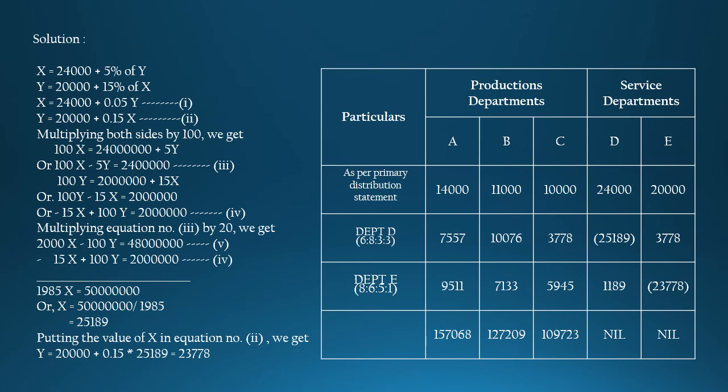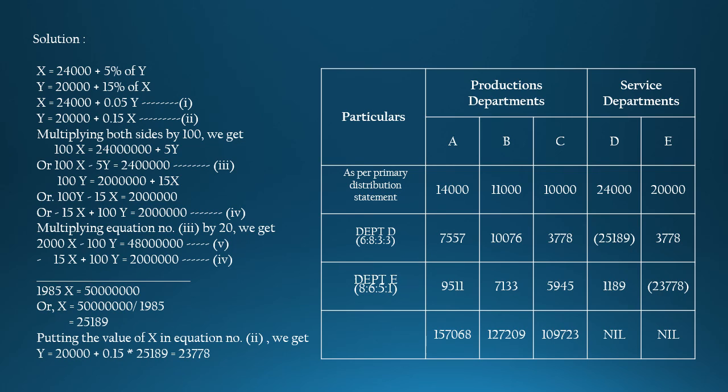So here the first one, A, will be 7,557, B will be 10,076, C will be 3,778, and the amount of E is 3,778. Now the next one, for E. We have already calculated this value, which is 23,778. Now we will distribute this amount according to the percentages given in our numerical.